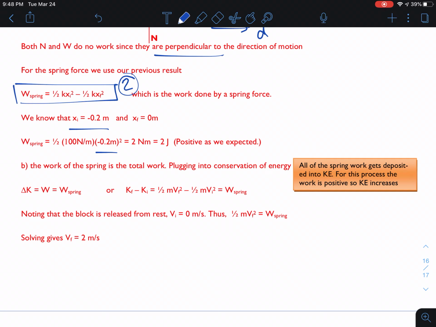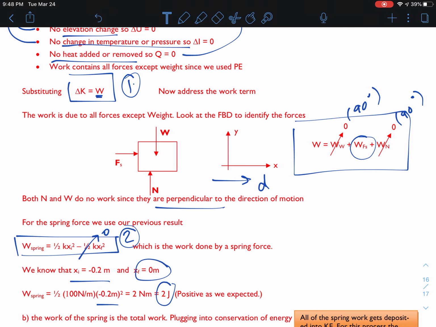Okay, so since we are squaring, and final, it's going to come to the relaxed position, so x final becomes 0. That means this term goes away, and 1/2 kx squared will be simply 2 joules, as we were expecting, and it is also positive. And the work of the spring is the total work. So there's no other work done, as we also showed earlier.